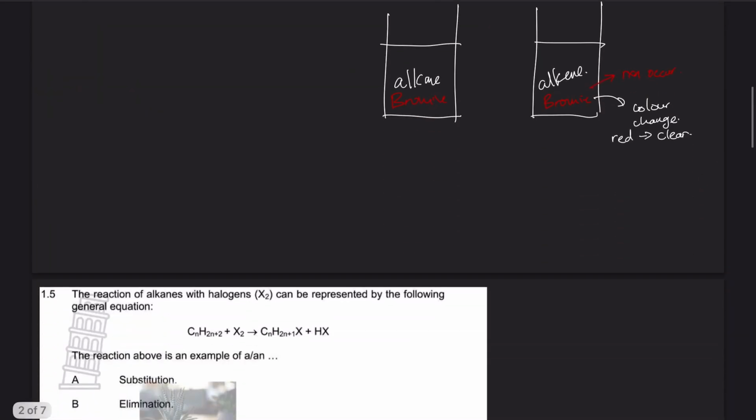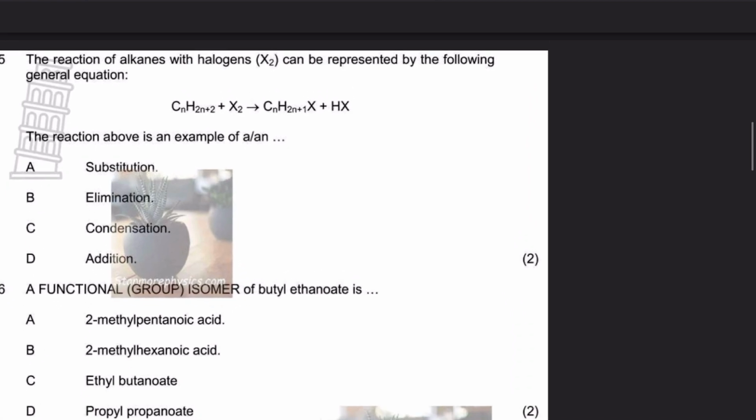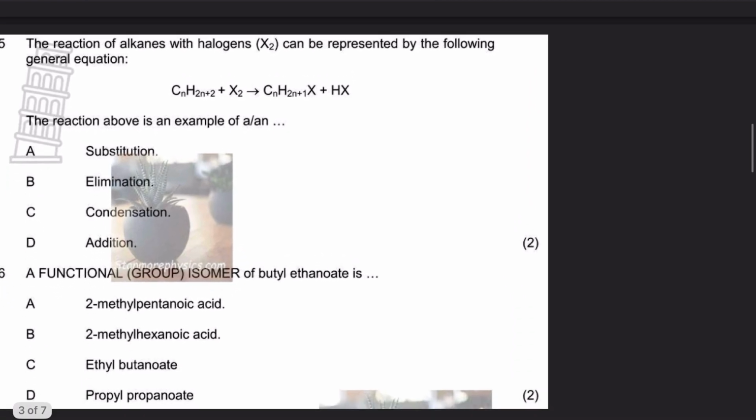Okay, let's move on. Question 1.5. The general reaction of alkanes with halogens can be represented by the following general equation. Okay, so we have an alkane here, and you have a halogen. So basically what's happening is one halogen is switching places with one hydrogen, right? You can see here, there's one hydrogen less, but there's also a halogen that's been attached. So this is an example of a substitution reaction, right?